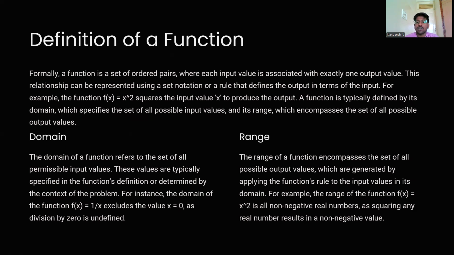Range. The range of a function encompasses the set of all possible output values, which are generated by applying the function's rule to the input values in the domain. For example, the range of the function f of x equals x to the power of 2 is all non-negative real numbers, as squaring any real number results in a non-negative value.